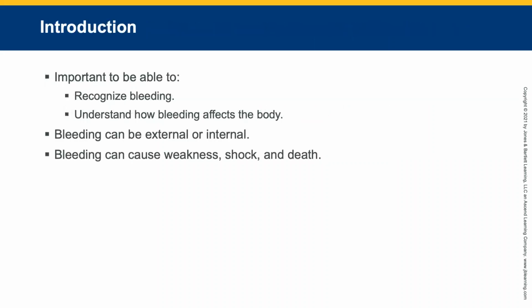Recognizing bleeding and understanding how it affects the body is a very important skill. Bleeding can be external and obvious or internal and hidden. Either type of bleeding is potentially dangerous and can cause weakness, shock, and ultimately death. Uncontrolled bleeding is the most common cause of hypoperfusion following a traumatic event.